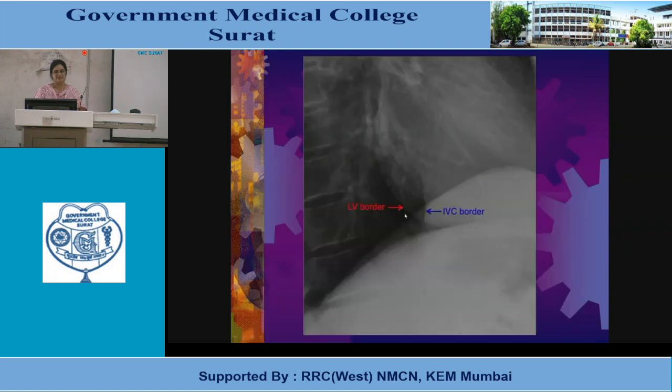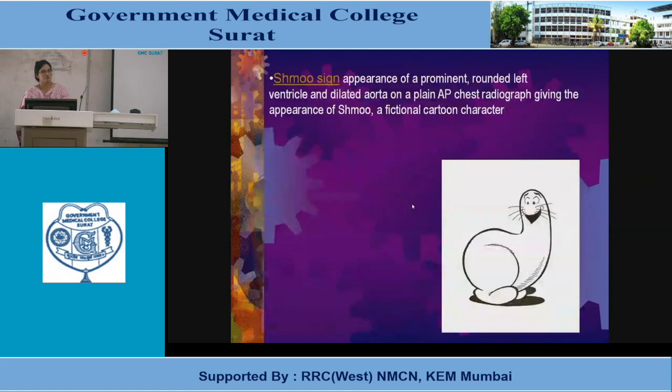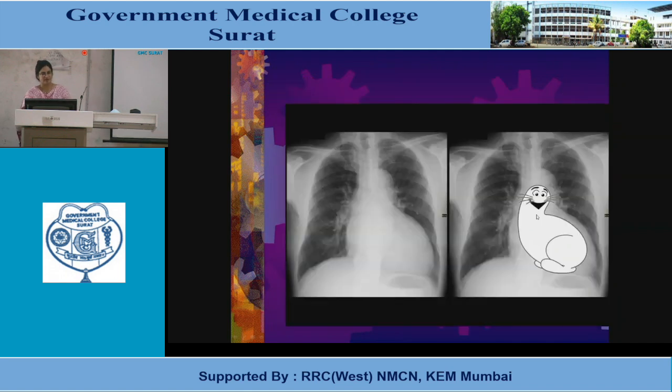You can see the left ventricular border situated here. However, the IVC border is here. So there is an increased distance. That means there is left ventricular hypertrophy. Shmoo sign is the appearance of a prominent rounded left ventricle and dilated aorta on a plain AP chest radiograph, giving the appearance of Shmoo, which is a fictional cartoon character. You can see the dilated left ventricle and the dilated aorta.